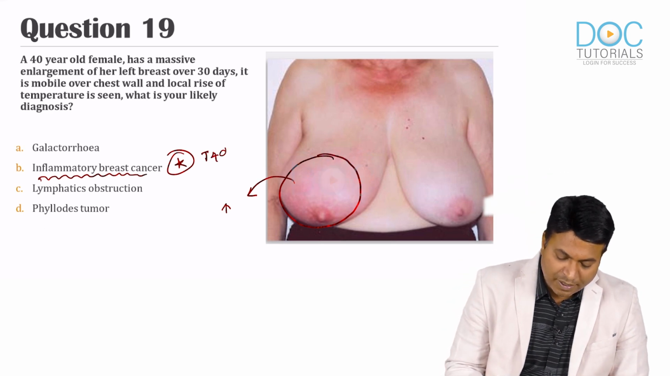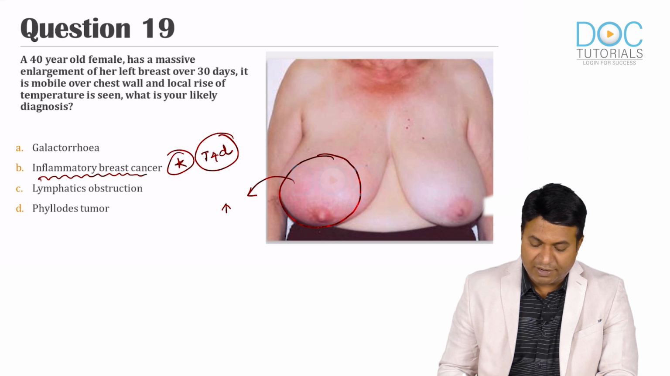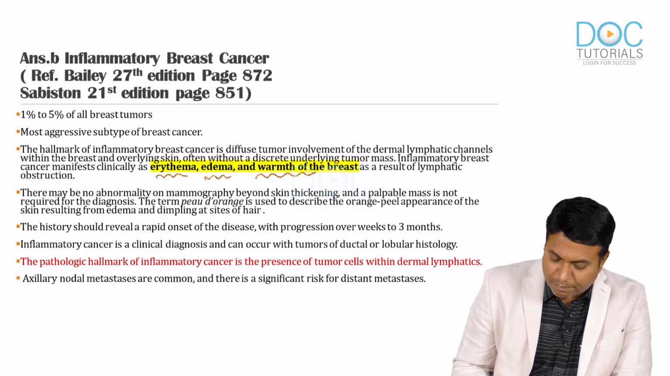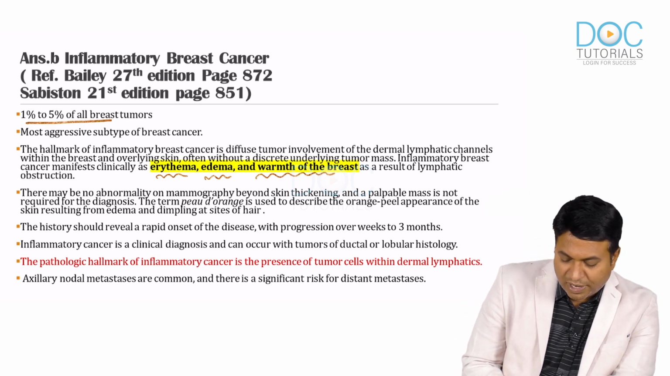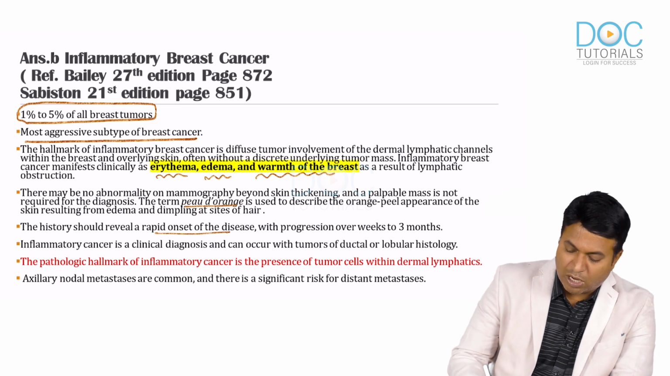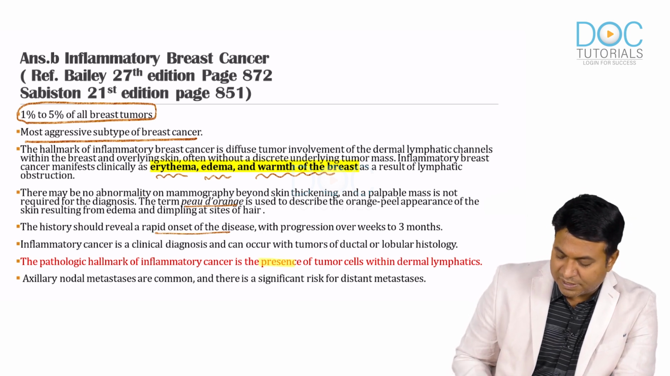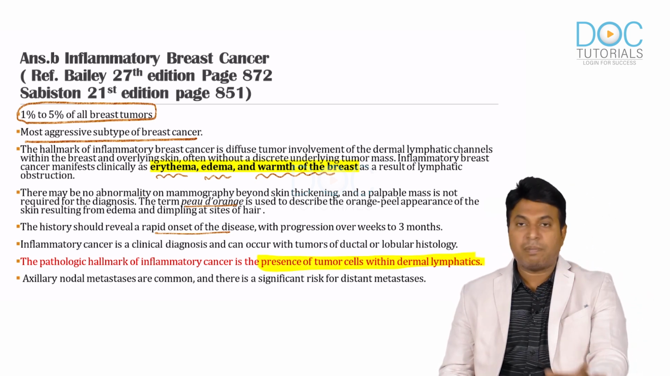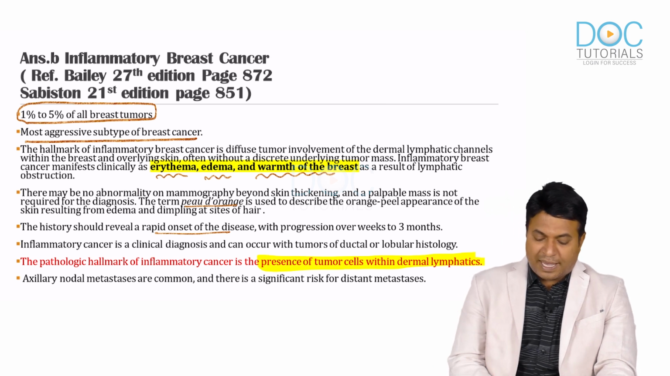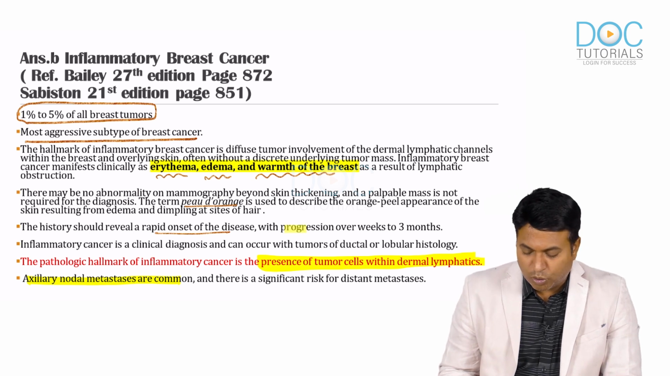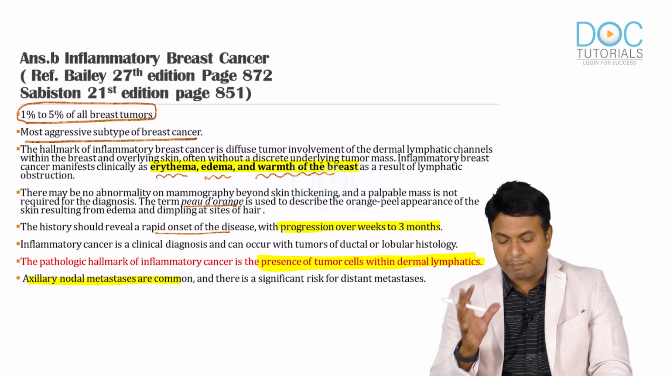We call the staging as T4D. So, T4D inflammatory breast cancer. There will be erythema, edema and warmth of the breast. This is from Bailey and Love. It is 1 to 5% of all breast tumors, most aggressive subtype. So, there will be peau d'orange seen, there will be rapid onset of disease. The pathological hallmark of this case is presence of tumor cells within dermal lymphatics. Axillary node mets are there and there is a very poor prognosis in these type of cases because they progress over weeks to 3 months. There will be rapidly enlarging tumor.